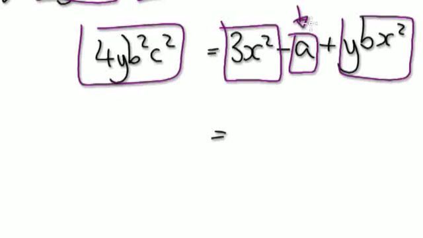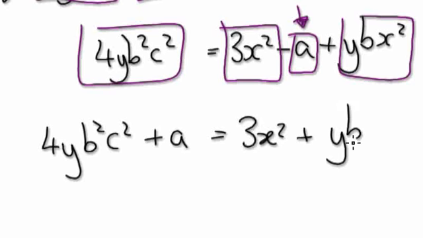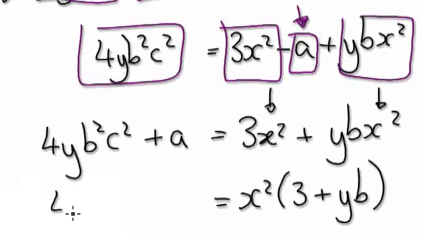So this doesn't contain x, so let's add a to both sides. So you have this y b squared c squared, add a, and then on this side is 3x squared plus ybx squared, and now you've got x squared here, factorize. So it's this 3 plus yb, and then close it off. And this side, well, take the whole thing down.